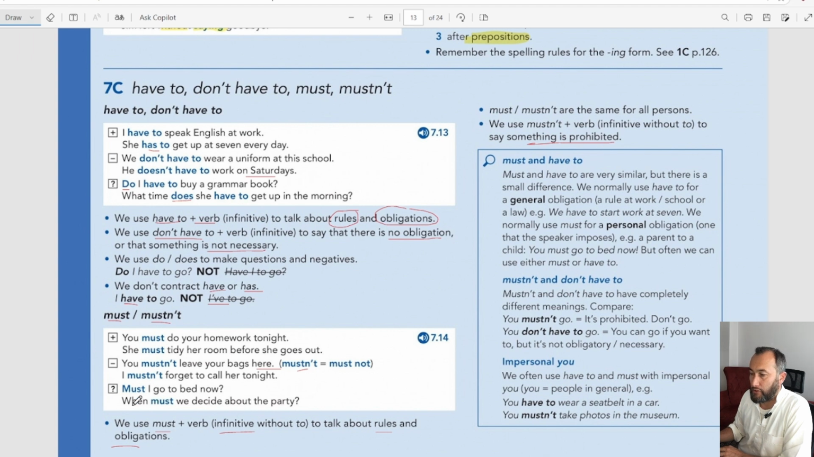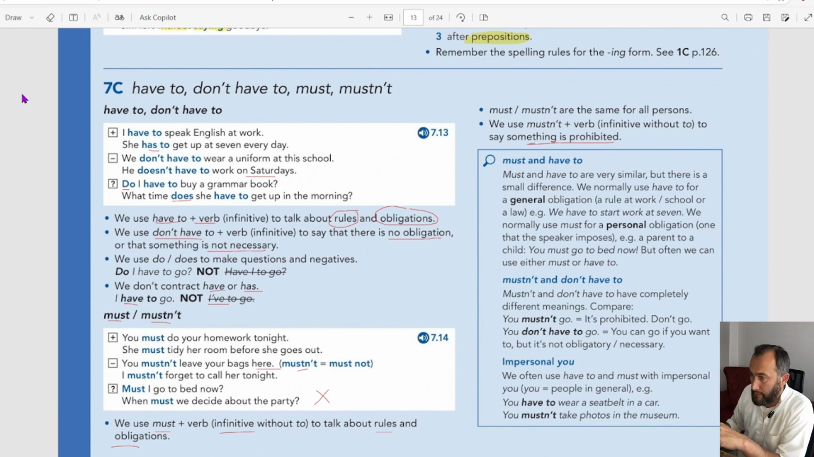So like, must I go to bed now? When must we decide about the party? So usually this is not common. We don't use it in question form a lot, but it's better to know. Right, so here the ones that I've explained, they're just giving us separately here, extra information.